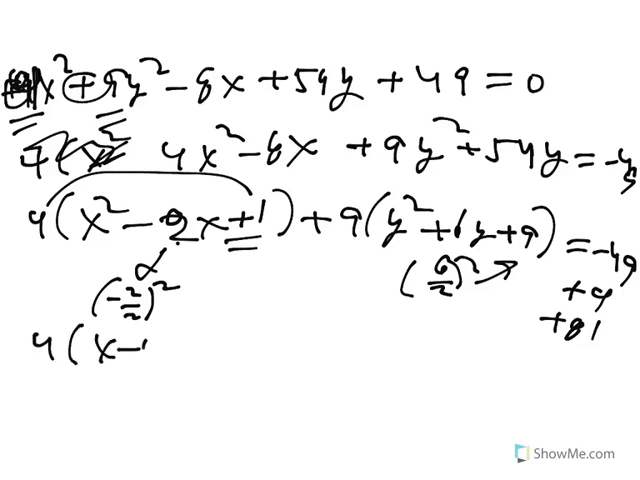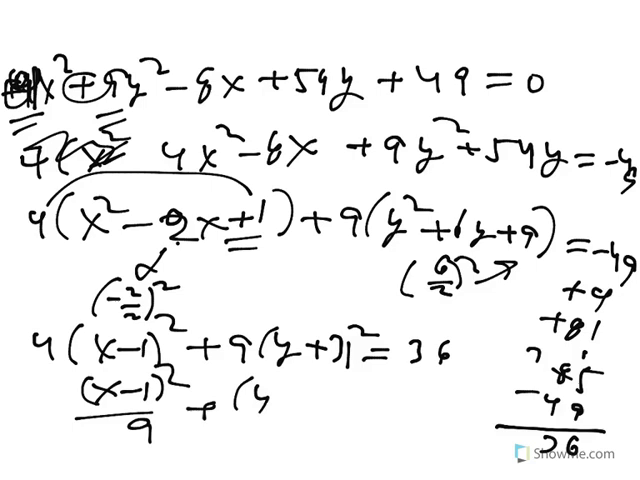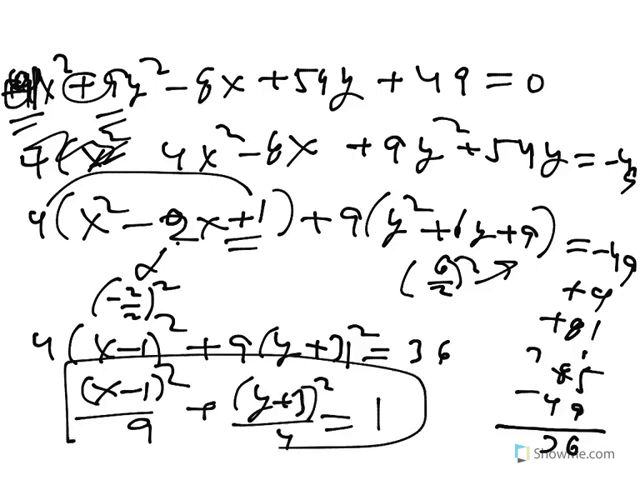Now we can factor: 4 times (x minus 1) squared plus 9 times (y plus 3) squared equals 85 minus 49, which is 36. Divide both sides by 36 and get (x minus 1) squared over 9 plus (y plus 3) squared over 4 equals 1. So it's an ellipse with center at (1, -3), and go left and right 3, up and down 2.